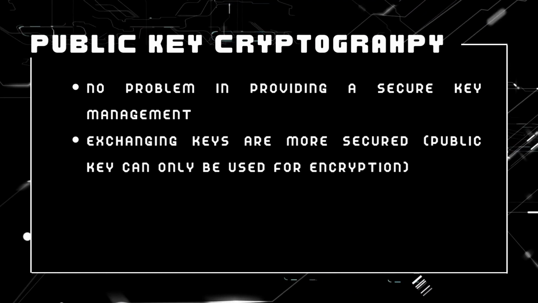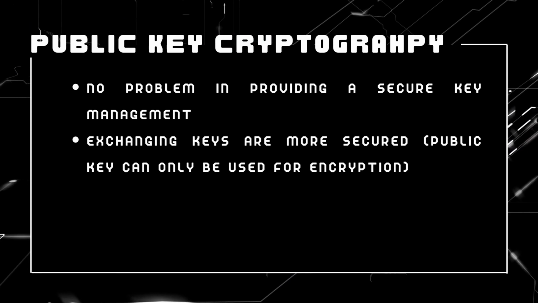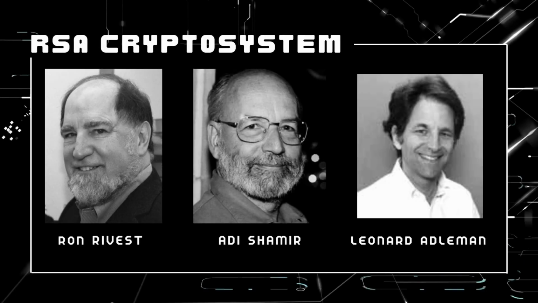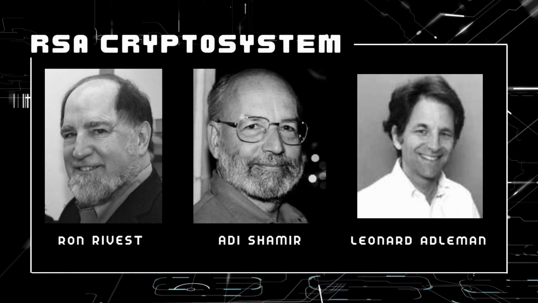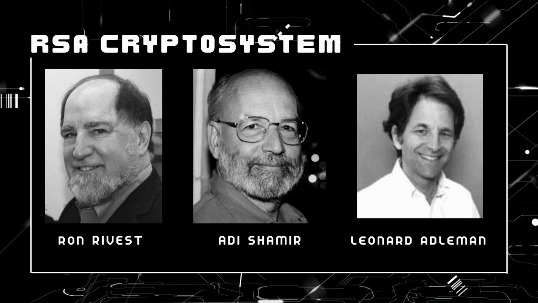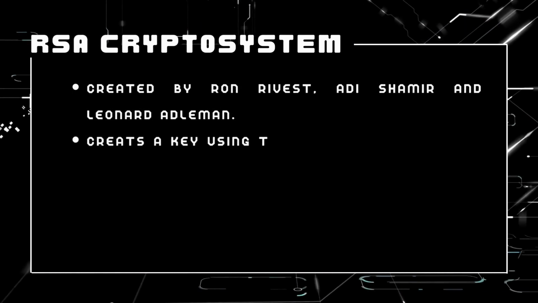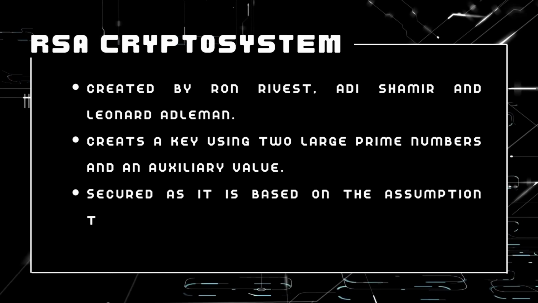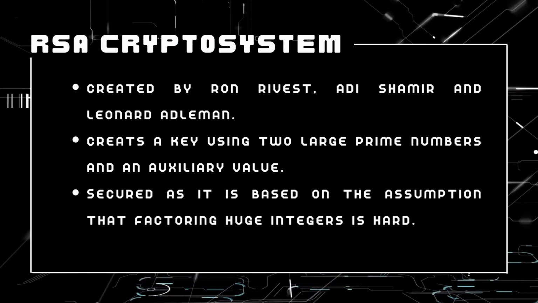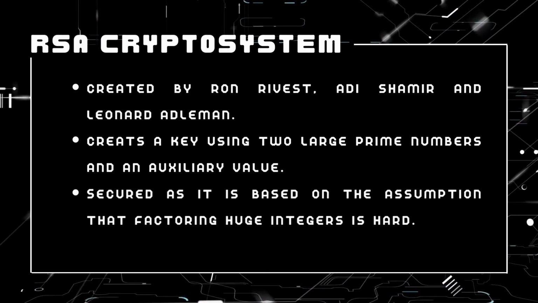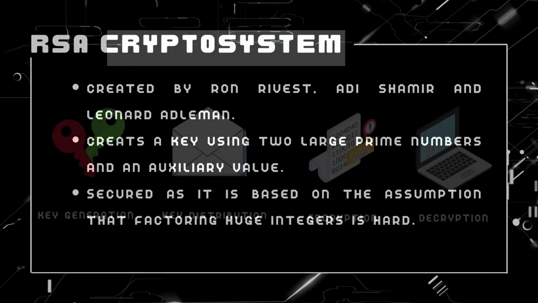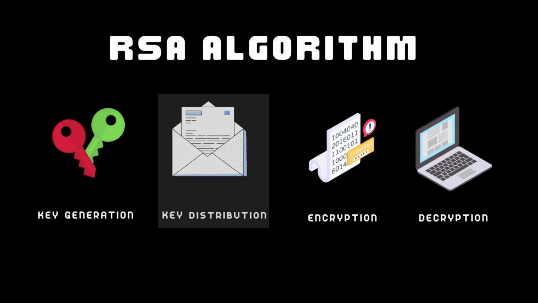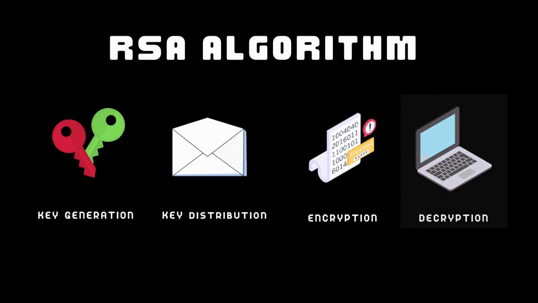Knowing the concepts involved in public key cryptography, let us now look at one of the widely used asymmetric encryption techniques used in digital signatures, the RSA, which is named after MIT cryptographers Rivest, Shamir, and Adleman. This encryption method creates a key using two large prime numbers along with an auxiliary value. Its security is based on the assumption that factoring huge integers in a short amount of time is not feasible with today's computational power. The RSA algorithm is divided into 4 steps: key generation, key distribution, encryption, and decryption.